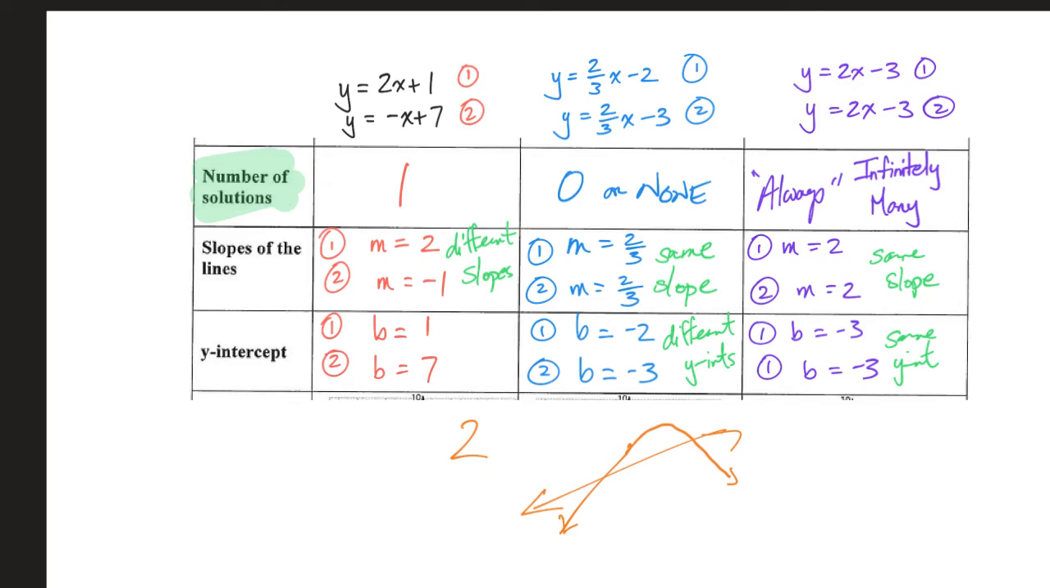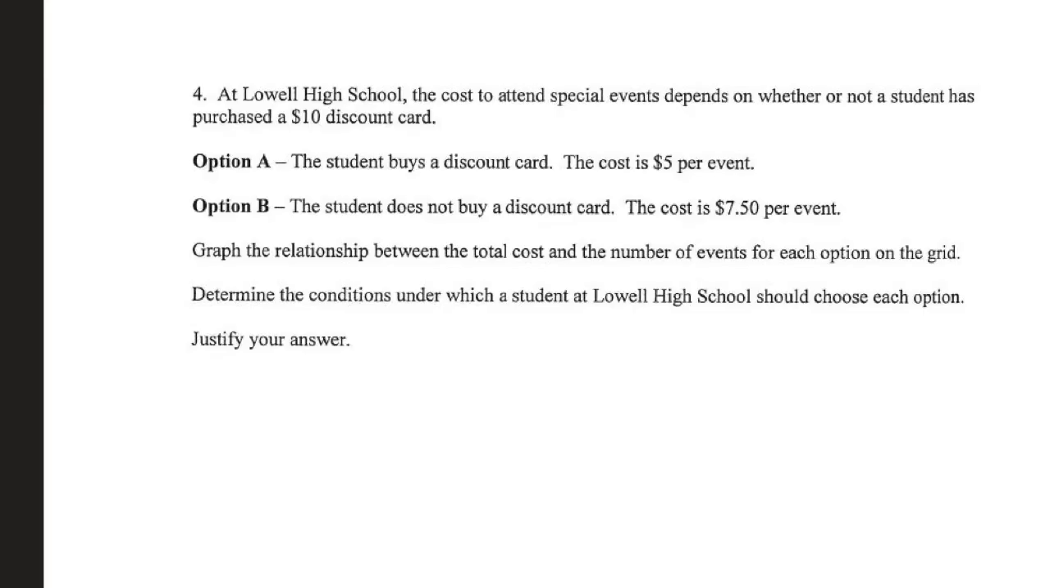Okay? There's a big chart for us, and we need to be able to make sure that we can find all those types of solutions based on the properties of our lines. Okay, let's jump into an application problem. So let's look at that last page now. So here's a bit of an application problem for you.